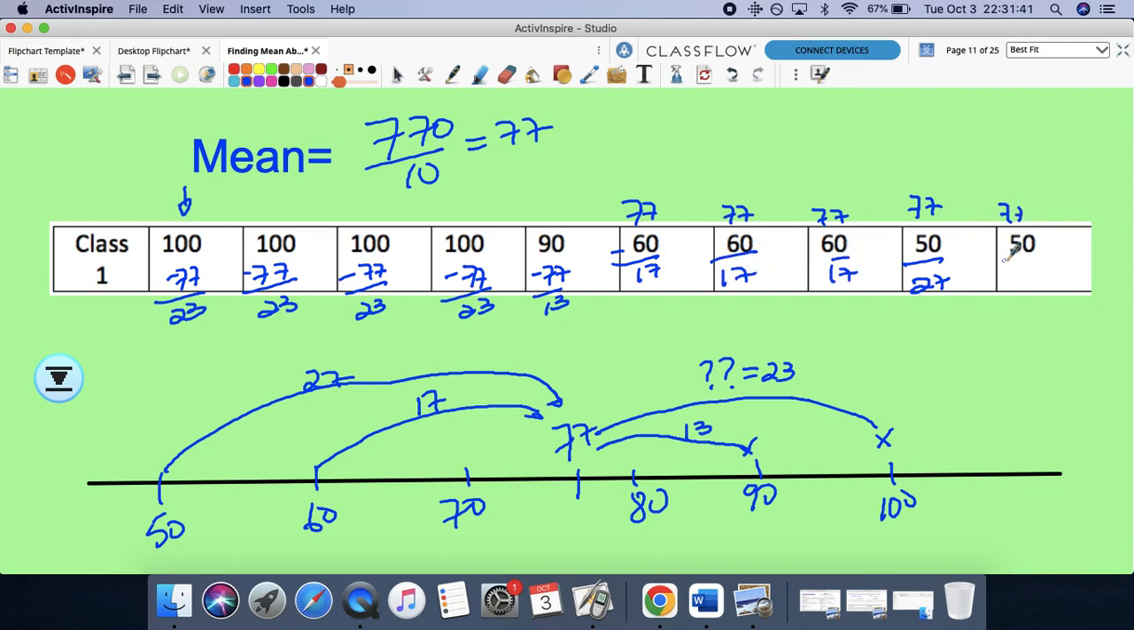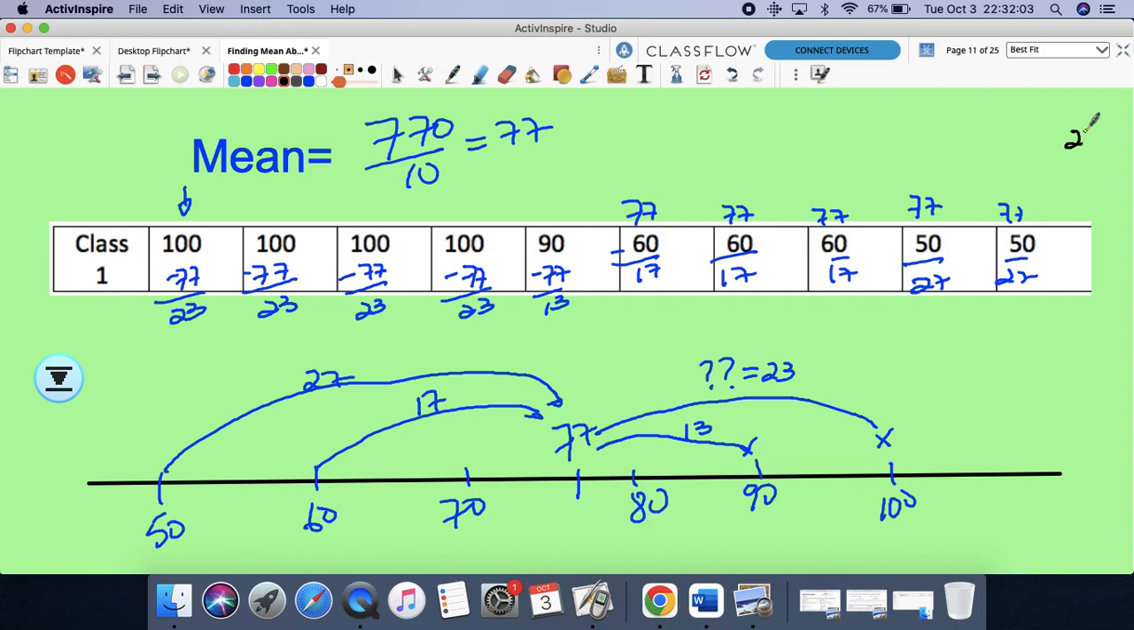17, 17, 27. So those are our distances, right? Now, what do I do with these numbers? Like all these distances? Well, we have to add them. So we have to add these numbers. So I'm going to take these numbers and I'll put it over here.